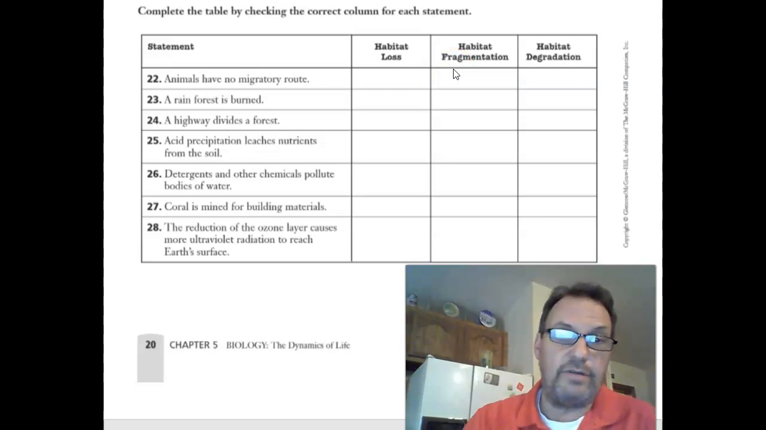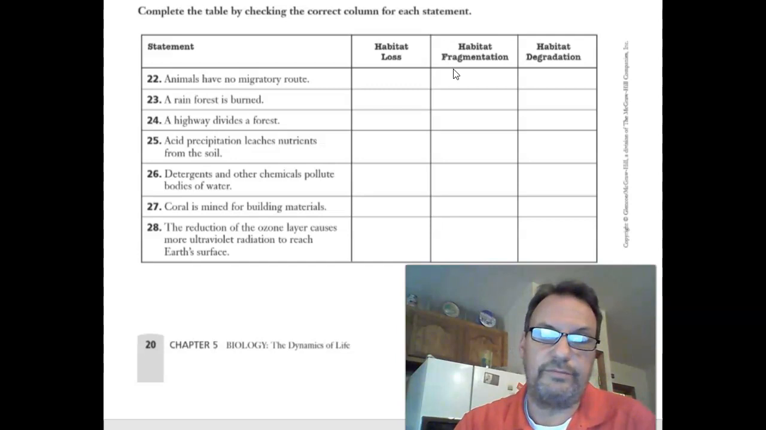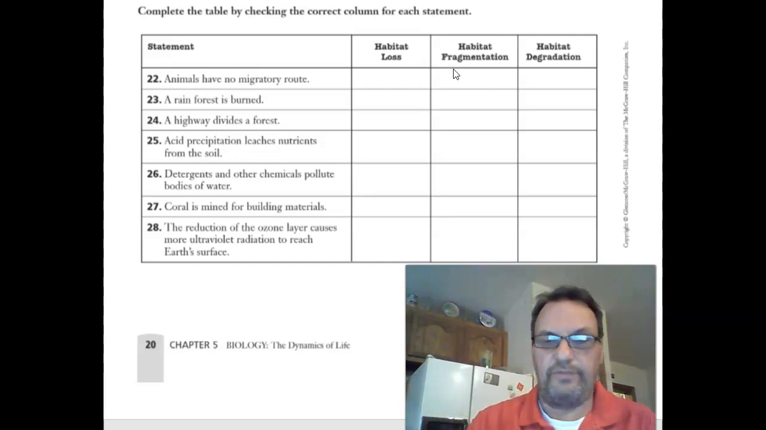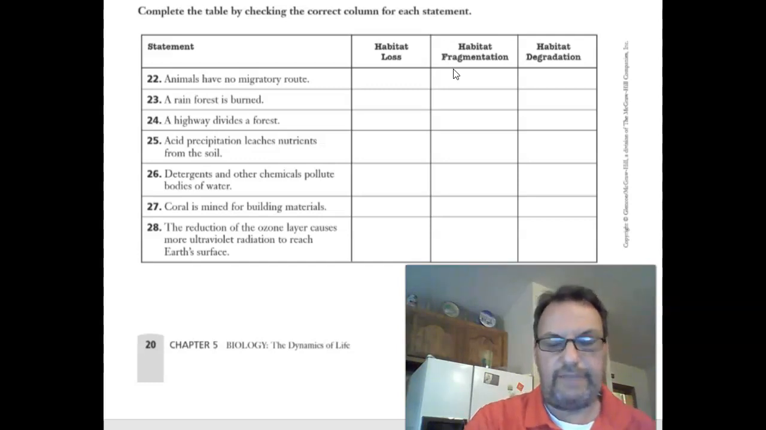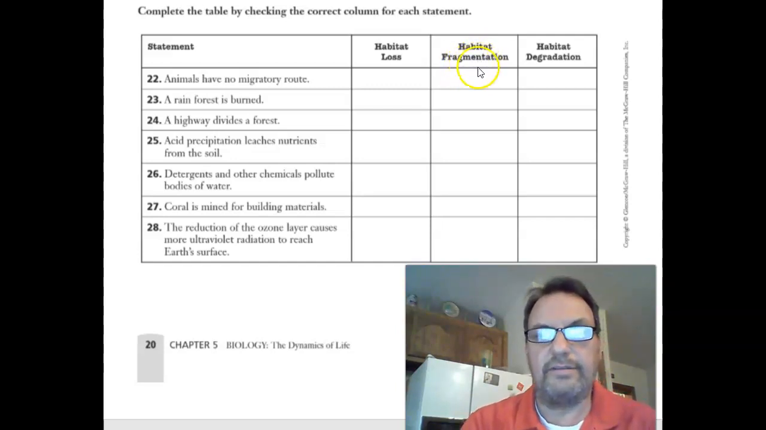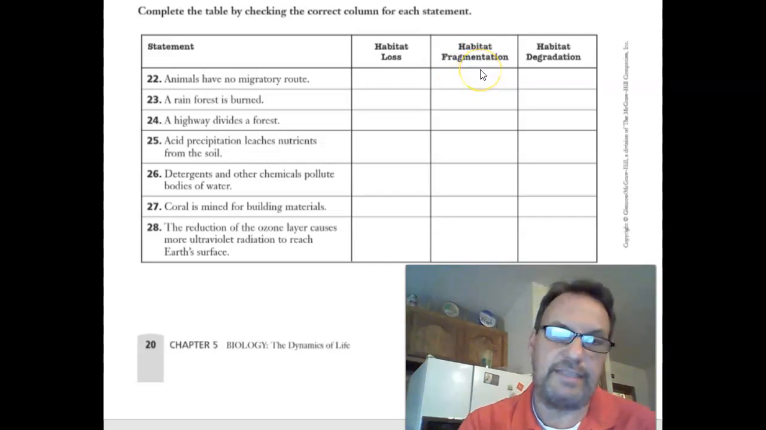Animals have no migratory route. So if they're not able to move from one environment to another, they're going to be sectioned off. If you think about sections, you're going to think about fragments, which is a segment. So that segment, that is going to be habitat fragmentation.